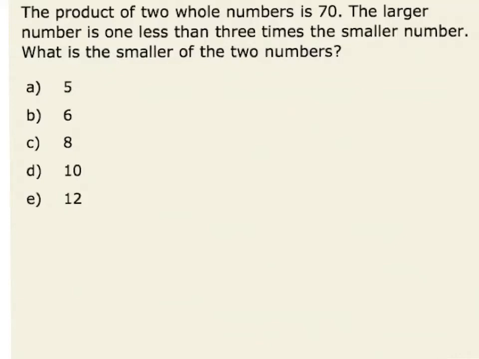For this problem, we're given the product of two whole numbers is 70. The larger number is 1 less than 3 times the smaller number. I want to know what is the smaller of the two numbers.